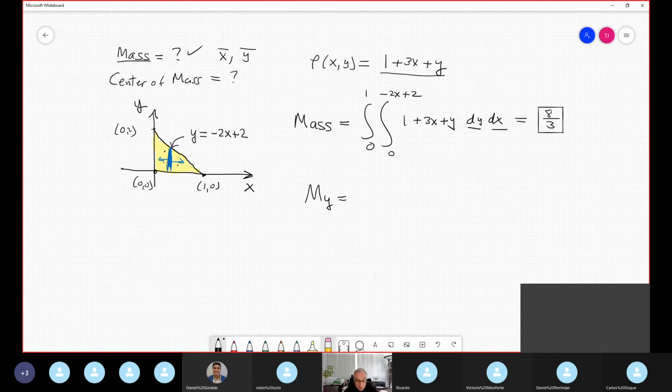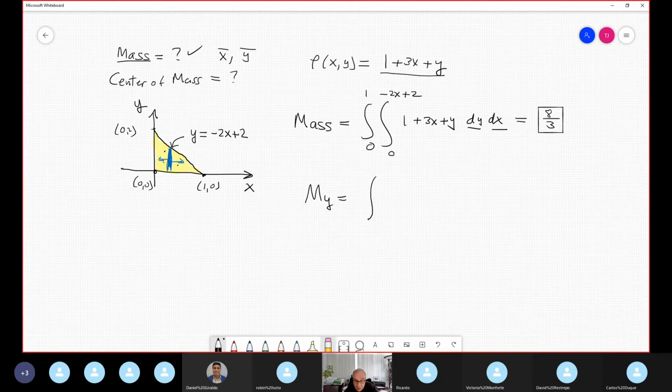Okay, so I want the momentum, which by the way is a double integral again, but the only difference is that you multiply x times the density function.